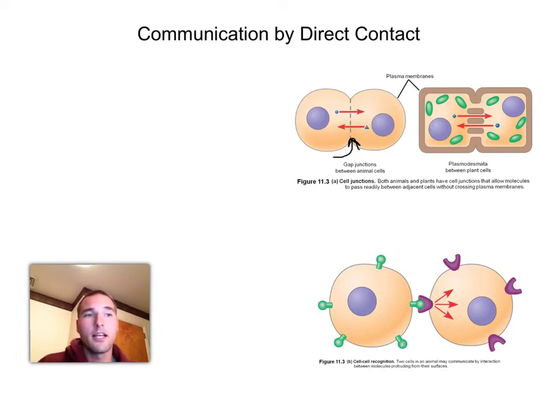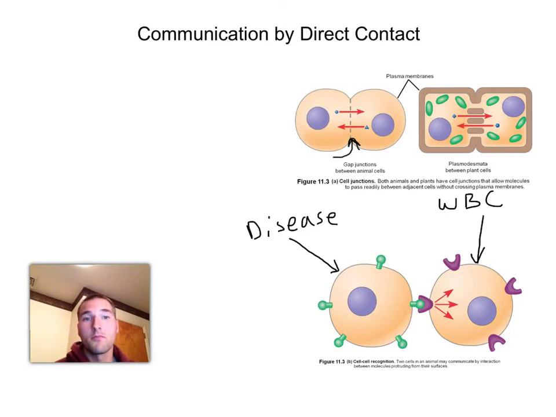Another form where cells can actually touch each other is cells that are mobile, or cells that are able to move around the organism. An example being our immune system cells, our white blood cells. They are patrolling through our lymph system as well as our blood, and they are able to travel, and anytime they bump into something, they are able to recognize that thing or not recognize it. What this is showing is a cell recognizing another cell based on proteins on the surfaces of the cells. That is a common form of communication, especially in our immune system.